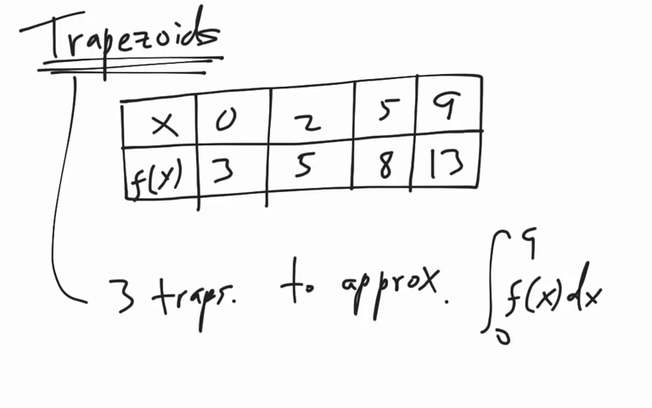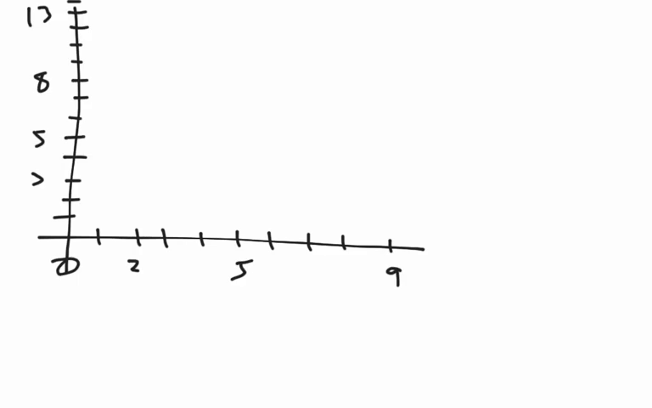So here are my axes. I have, let's see, 0 to 9, so 1, 2, 3, 4, 5, 6, 7, 8, 9. Alright, so there are my x and y values. Now plot the points. So we had (0, 3), (2, 5), (5, 8), and (9, 13).